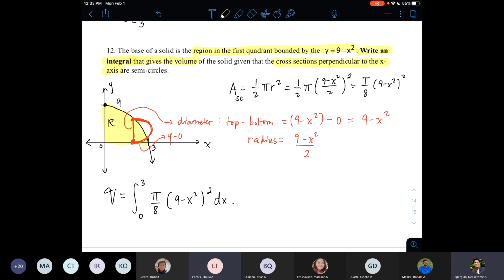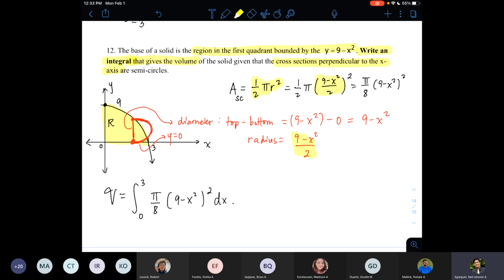Can you explain how you got the area again, like the pi over 8? Okay, so I got this first step by just taking half of the area of a circle because we are dealing with semicircles. And then is it clear how I got this? This is the radius, right? Coming from our analysis over here.